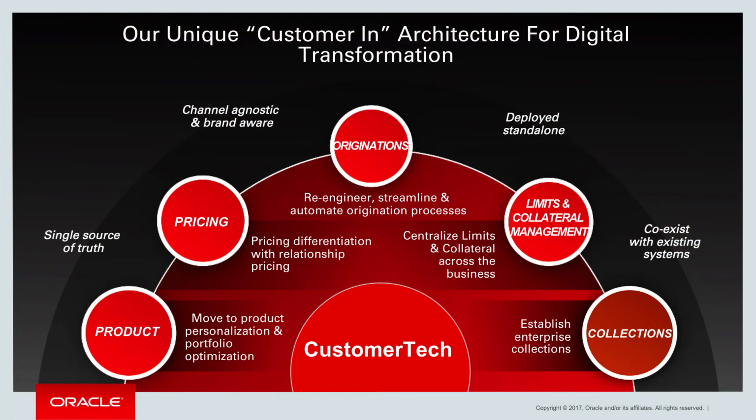This is one of the most fundamental re-architecting we did little over 8 years ago. We basically said that the customer had to be the center of the architecture. And so we built this idea of a customer in architecture as opposed to the product out architecture. So things like the product offers, the pricing, originating a customer instead of originating a product, managing limits and collateral, doing collections, all became ideas that were built around the customer entity as opposed to the product entity. And this is one of the most fundamental changes that we made to our architecture.